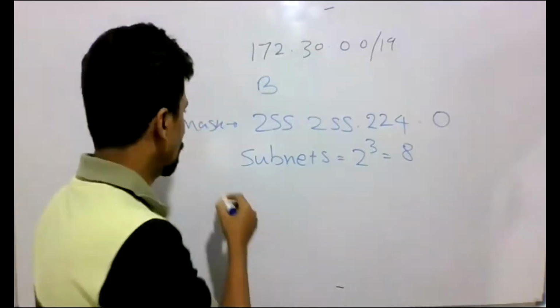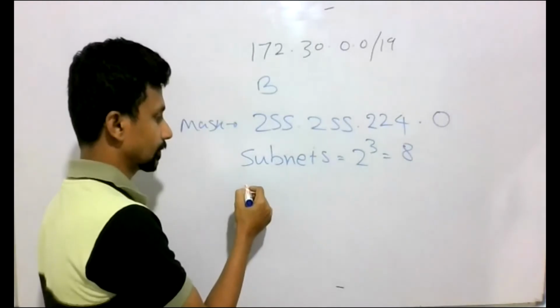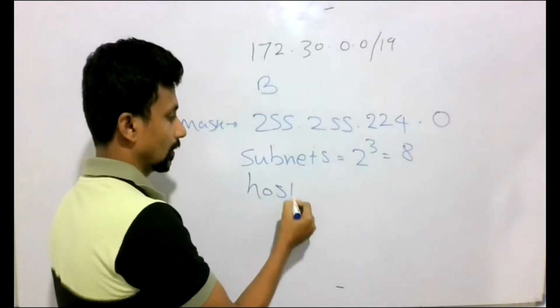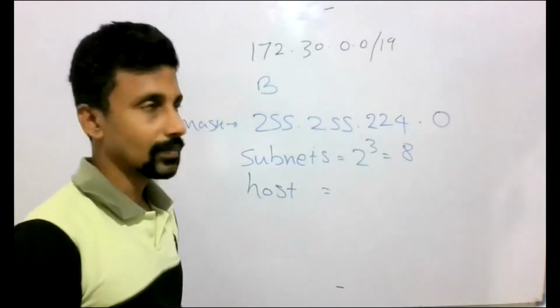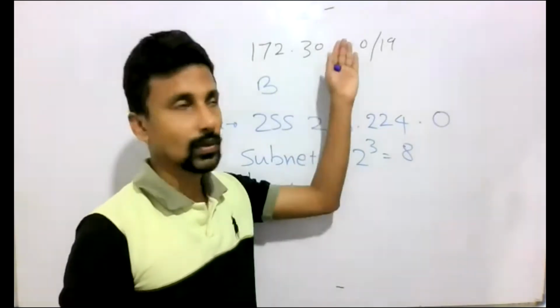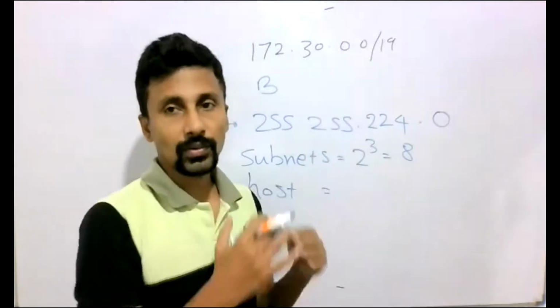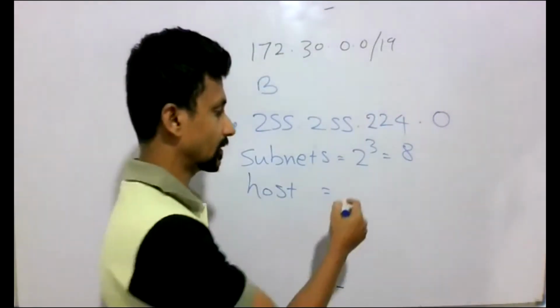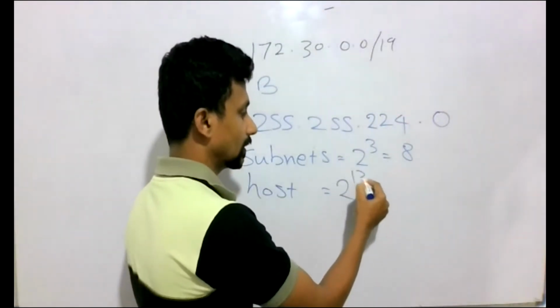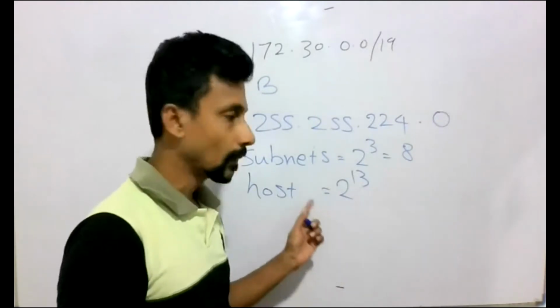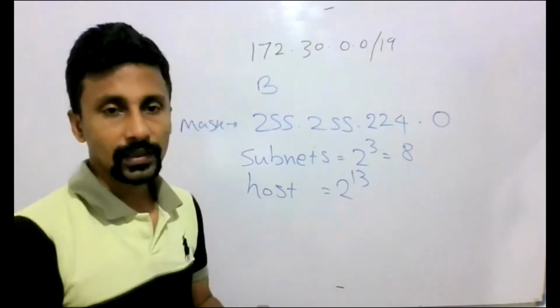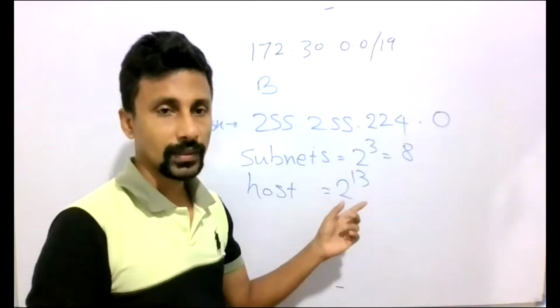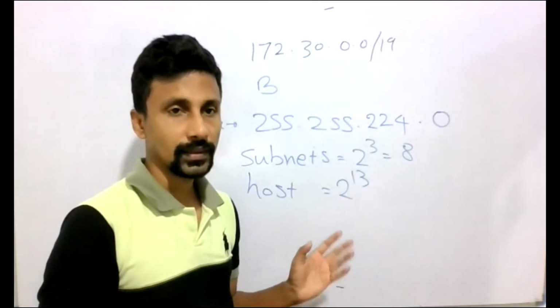Then number of hosts. Number of hosts for each subnet. So how many bits remaining for the host? 19 means out of 32, you get 13 bits. 2 to the power 13. So no need to calculate this one. If you get a big value, you can keep it as it is. Right? 13.